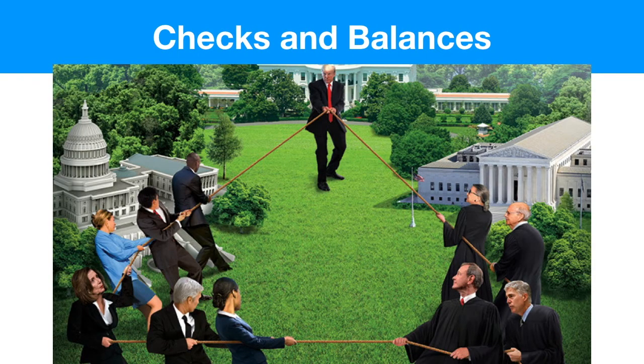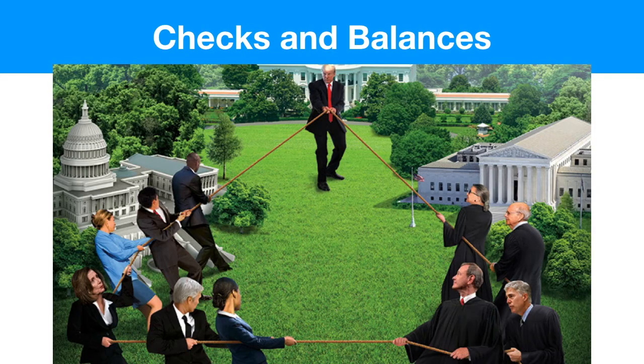Okay, this is a pretty good visual of checks and balances. We want to think of this as the three branches kind of playing tug of war with one another. Should one branch go rogue and decide to do something completely off the wall, the other two branches are there to kind of hold it in place and make sure that it follows all of the rules.